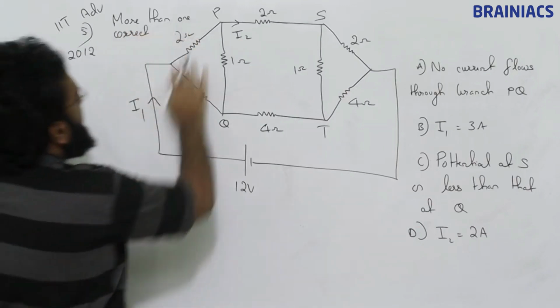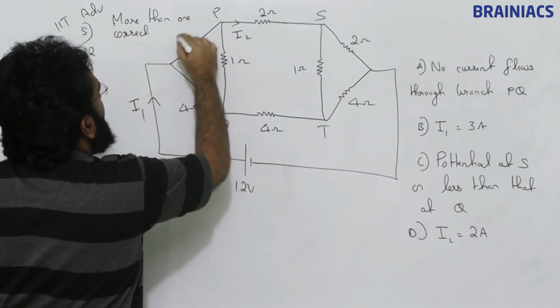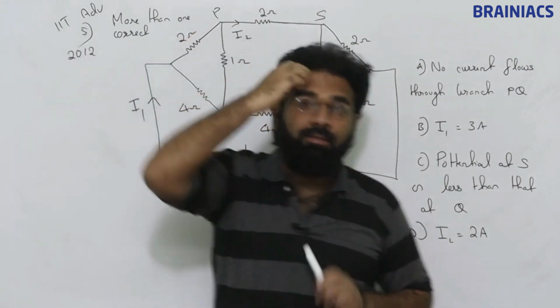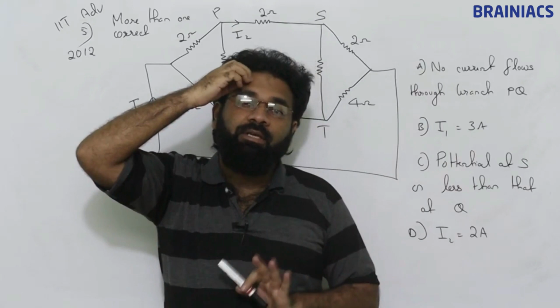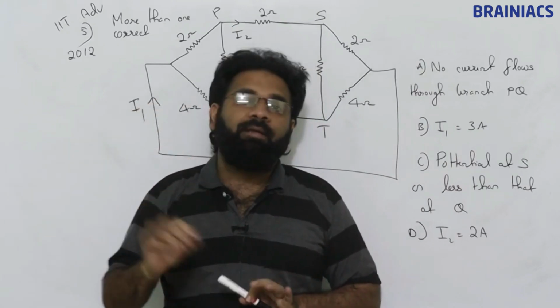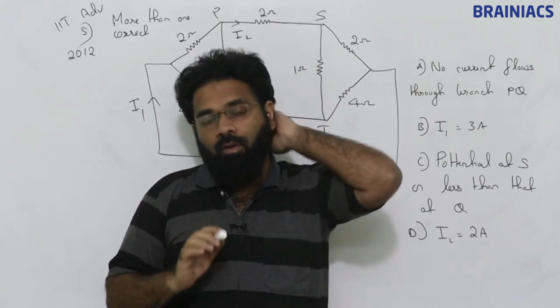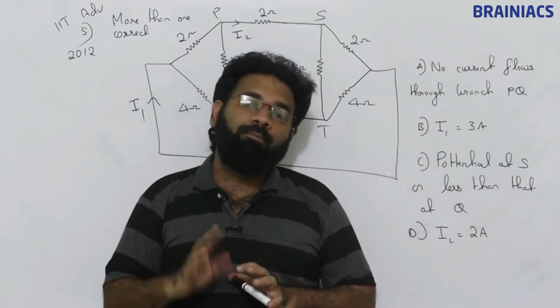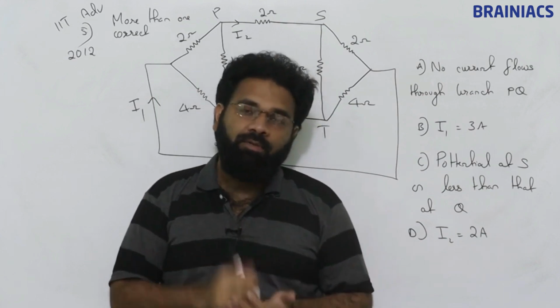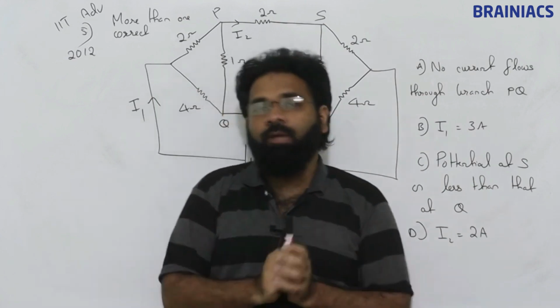More than one correct. So, this is 2. Okay. More than one correct means there is a category in IIT JEE Advanced where more than one option can be a correct answer. Generally in NEET as well as JEE Main, only one option will be correct.